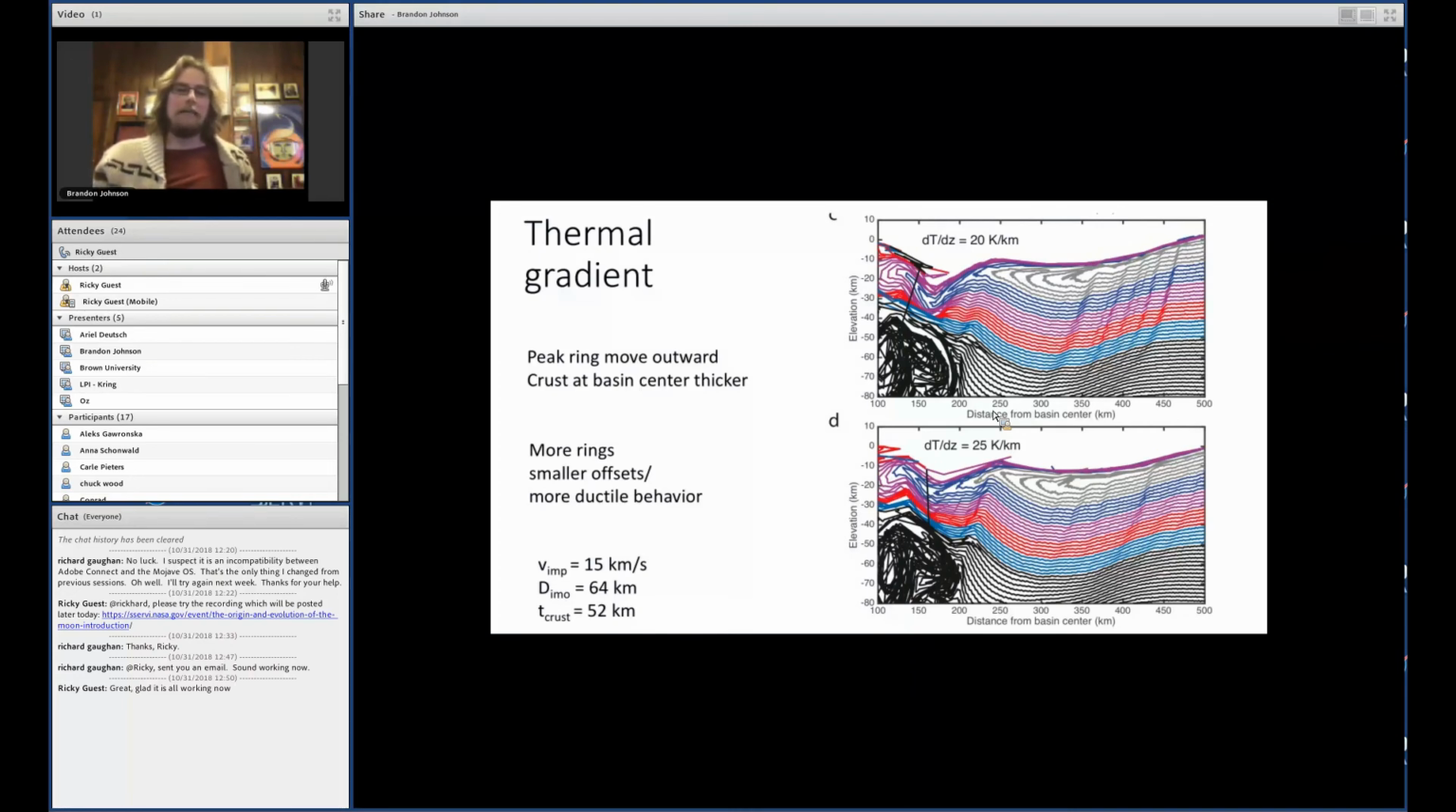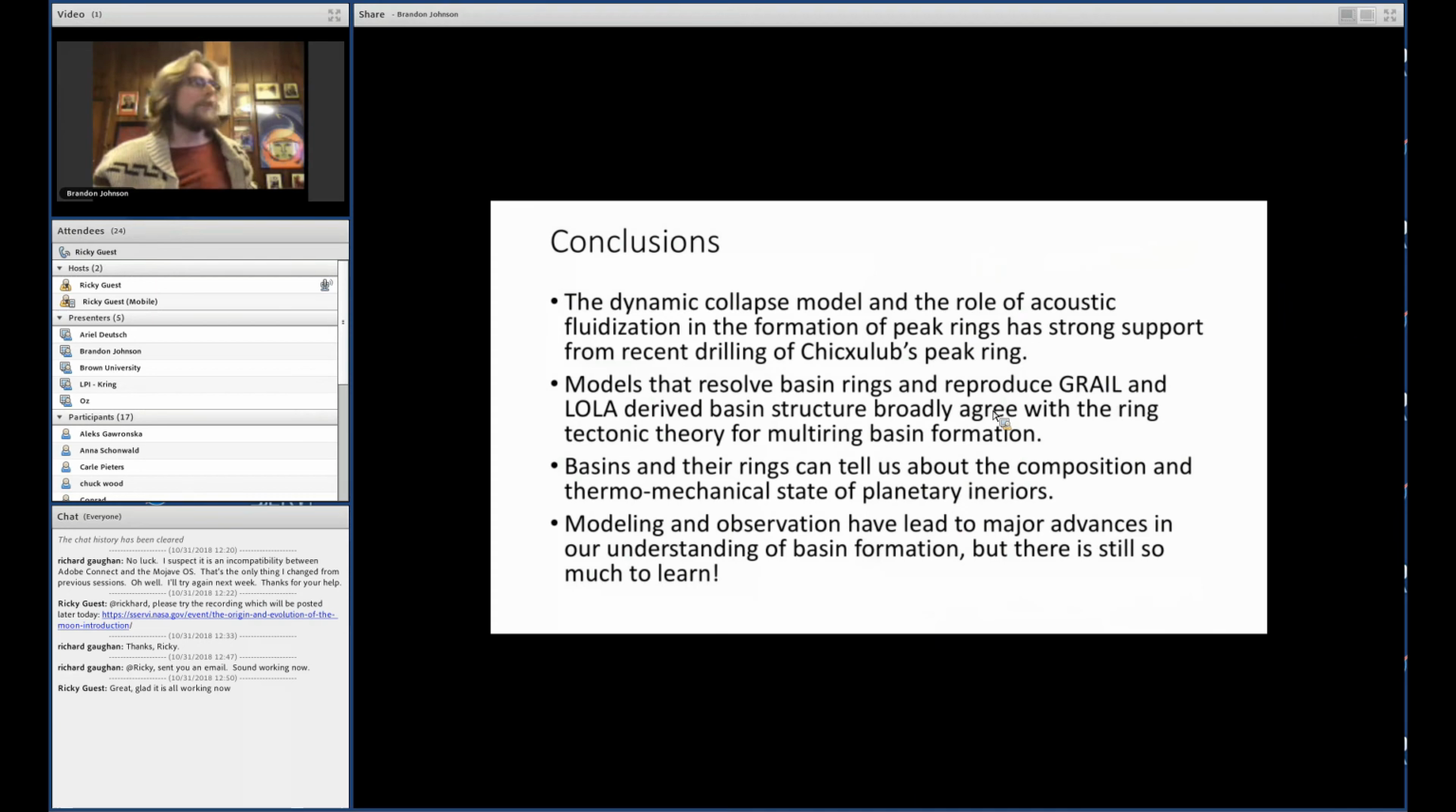So, maybe not unexpected, but I think it's still really exciting and something for the future. So just to conclude here, I think the dynamic collapse model and the role of acoustic fluidization in the formation of peak rings has really strong support from recent drilling of particularly peak rings. So that's why I focused on that model.